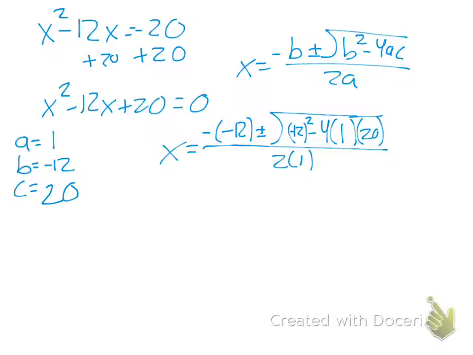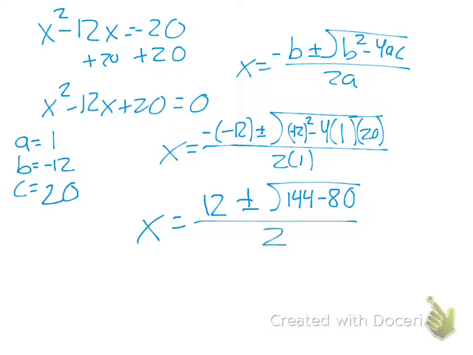So what we're doing is we need to now clean this up using order of operations. What you should see is that you have a negative of negative 12, or an opposite of negative 12. So therefore it will become 12 plus or minus the square root of negative 12 squared. Negative 12 times negative 12 is 144. And then you come over here to negative 4 times 1, which is still negative 4, times 20. So that would be minus 80. And all of that is over 2.